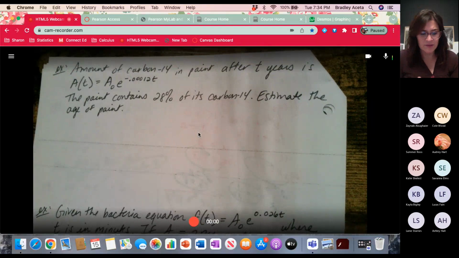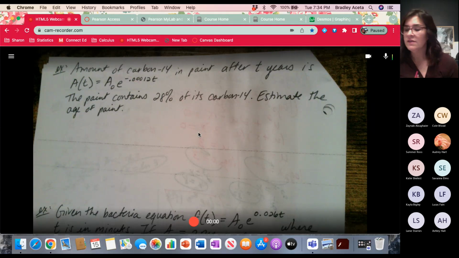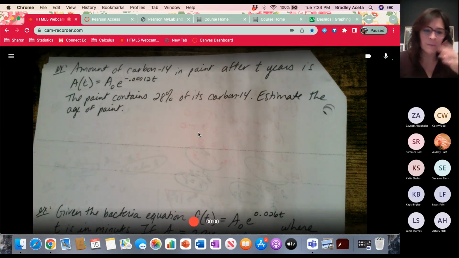And I tried to pick some questions that I saw them have continually. But let's see, this says the amount of carbon-14 in paint after T years is given by the equation A of T equals A sub naught e to the negative 0.00012 T. The paint contains 28% of its carbon-14. Estimate the age of the paint.